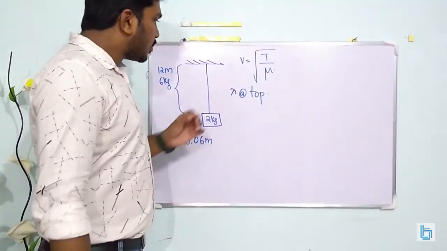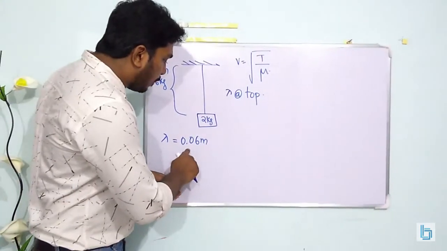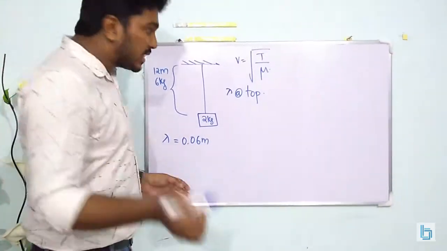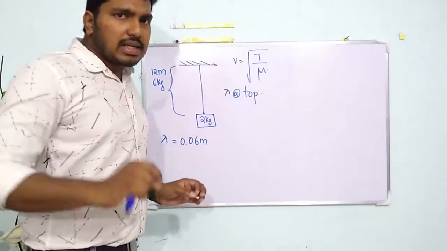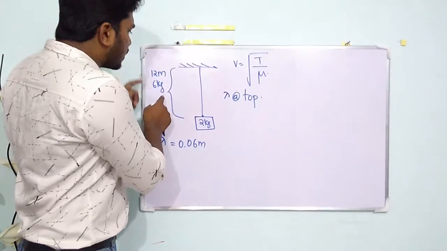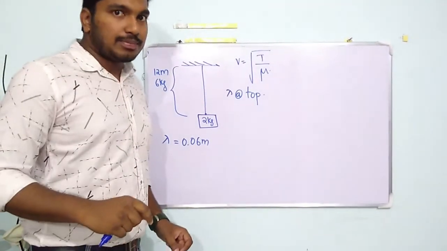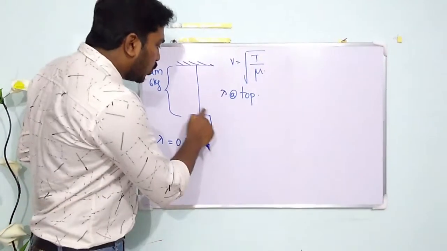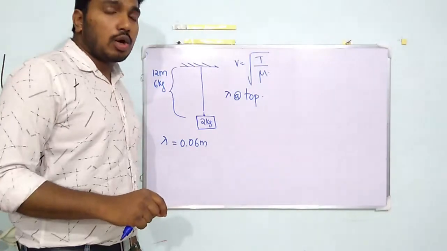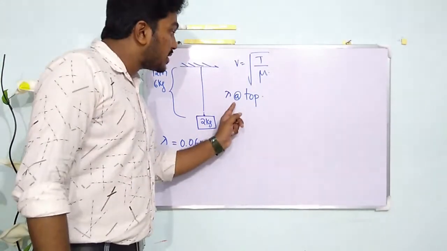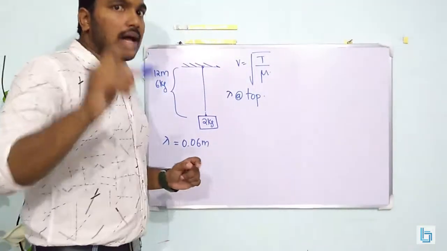Now, as per the question, a transverse pulse of wavelength 0.06 meter is given at the lower end of the rope. They have clearly stated that the mass of the rope is 6 kg and it has a length of 12 meter. Now, a 2 kg mass is hung from it. We are supposed to find out the wavelength of the pulse at the top of the rope, that is the point from which it is hung.